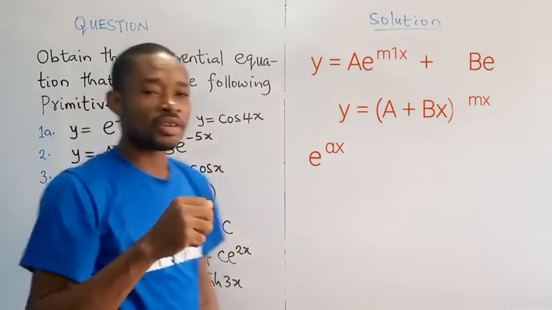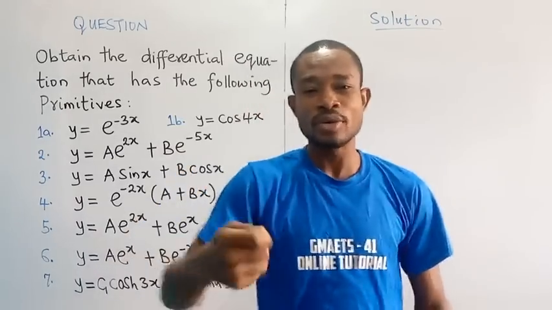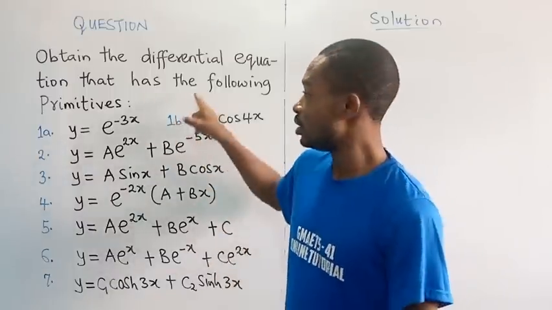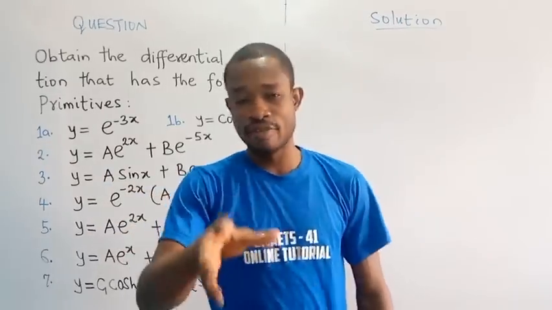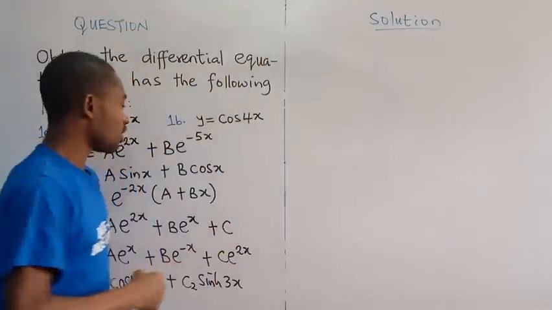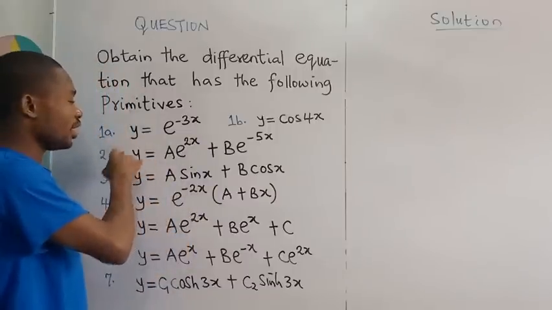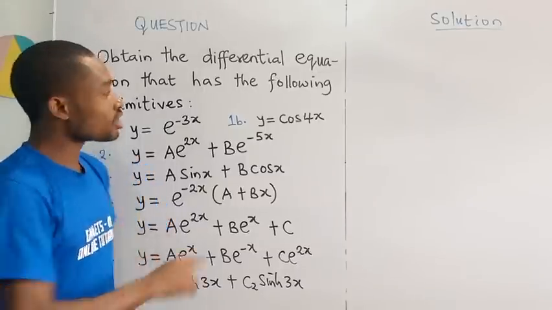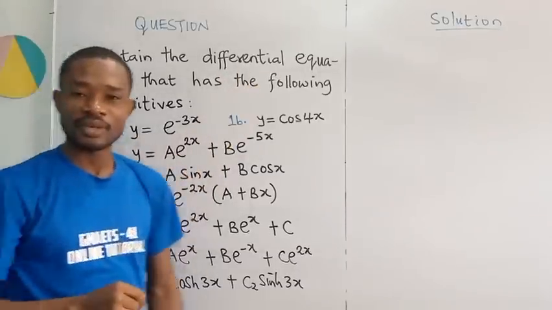And this is just a way of showing you the fastest route, the fastest path, the shortcut that you can apply to determine the differential equation that has any given primitive. So come along, let us do that and see. The first question, 1a, the primitive is y equal to exponential minus 3x. We are asked to find the differential equation that has this.